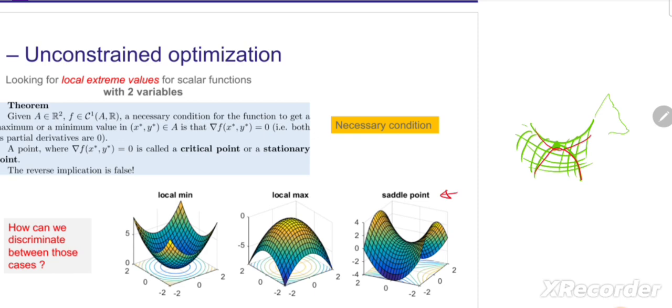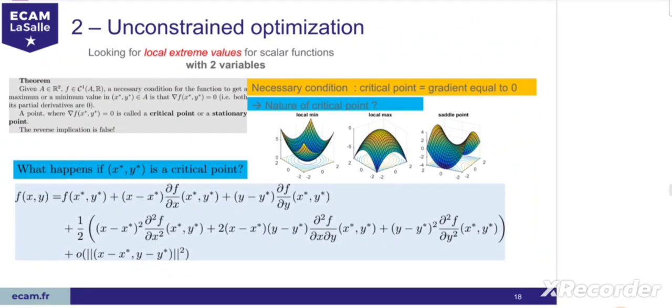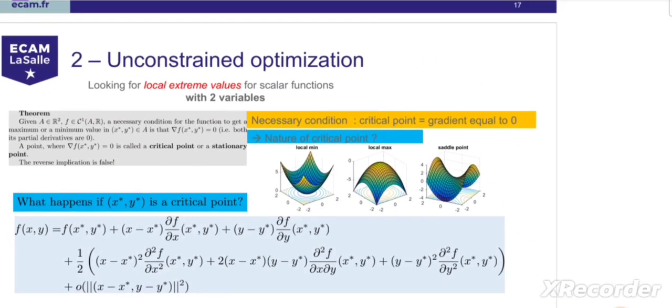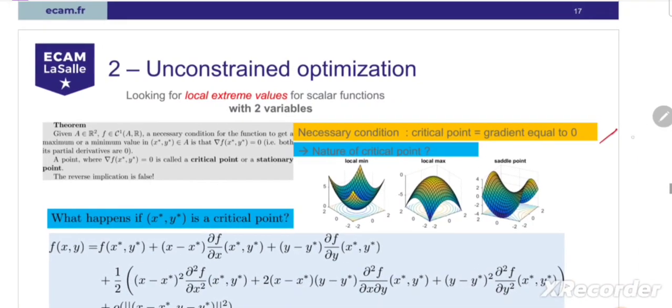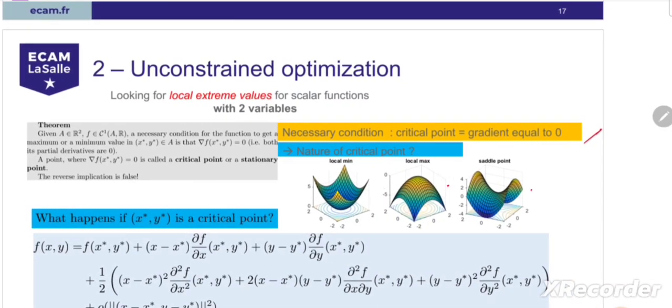So let's sum up. Necessary condition for optimality, we need a critical point, but once we have a critical point, we don't know yet in which case we are. We could have a local minimum, a local max, or a saddle point. And again, same idea, we need to discriminate between those. What are we going to do? We're going to look at the second order derivative. Necessary condition: the gradient is equal to 0. We could have one of those three cases.